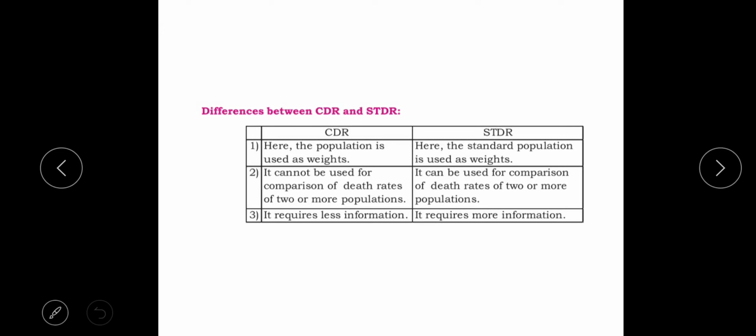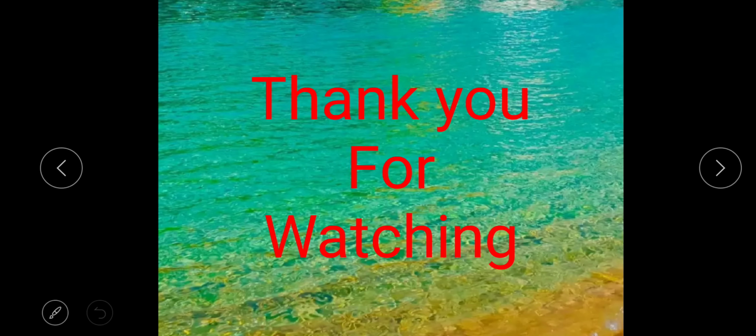And third, CDR requires less information. CDR needs only total number of deaths and total population, nothing else. Whereas in calculating STDR we need more, detailed information, that is what is the standard population, and according to the standard population's age group pattern we need population for the given location. So these are the differences between CDR and STDR, and here we conclude, dear friends.